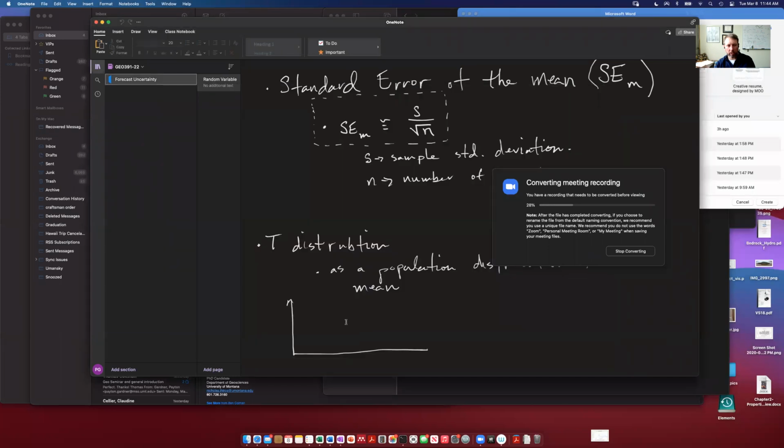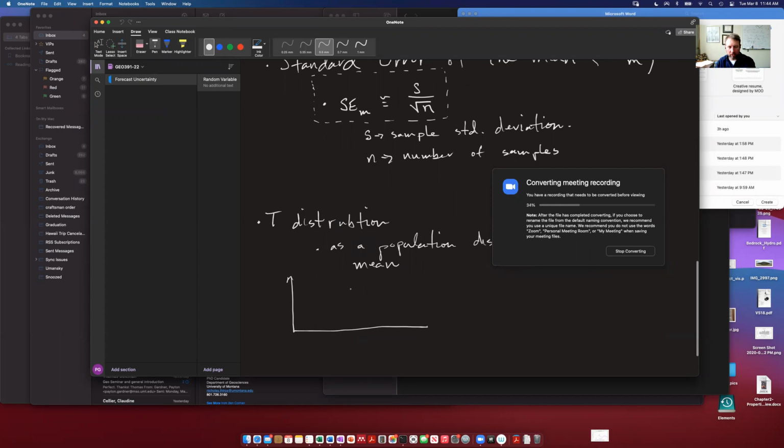Okay, so we were talking about a t distribution as a distribution of the uncertainty of the mean. So here's the idea. We measure a sample mean. So for example, we measure the average annual discharge for the last 20 years out of the lock. And we have this measurement X bar, which is the mean.